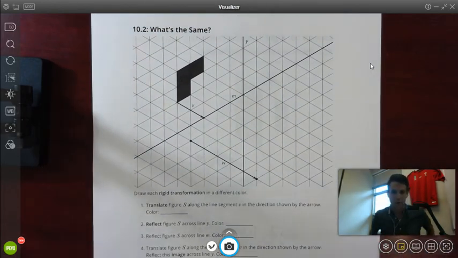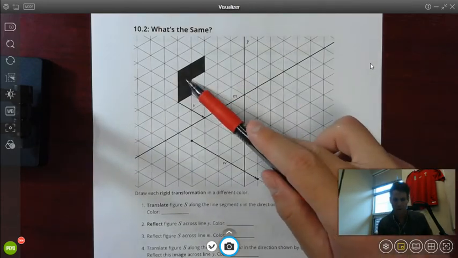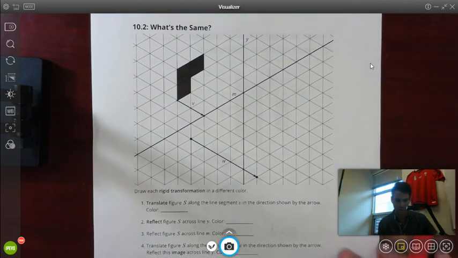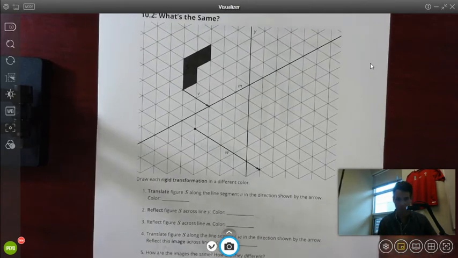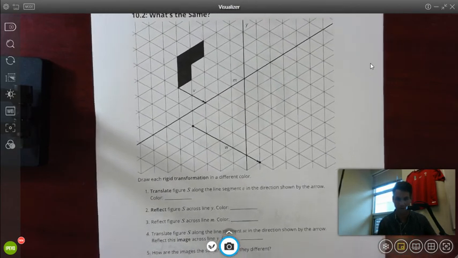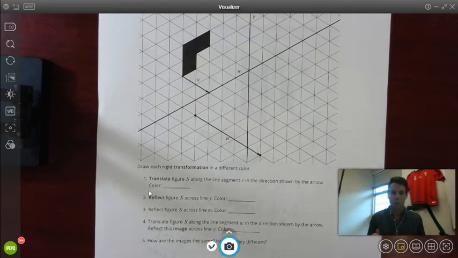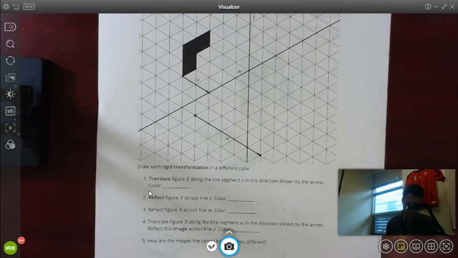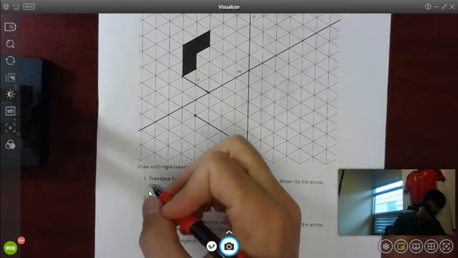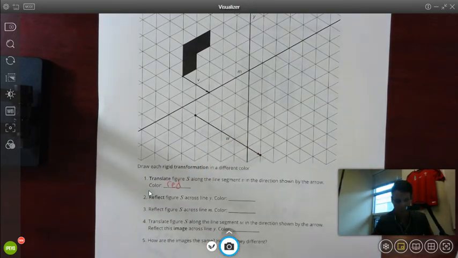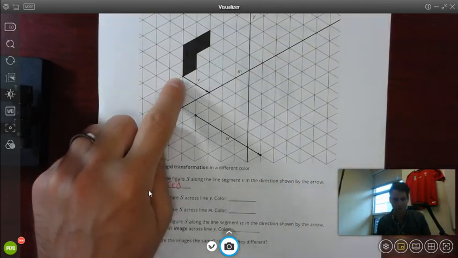So we're starting out with a figure S here, and we're going to go through different transformations of it as we move through this. And we're going to draw each of these transformations in a different color. So we want to first translate figure S along the line segment V in the direction shown by the arrow. So we're going to do this in red. So we're going to move our point right here to right here.